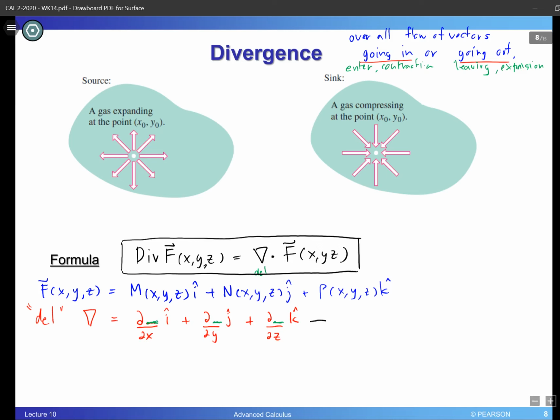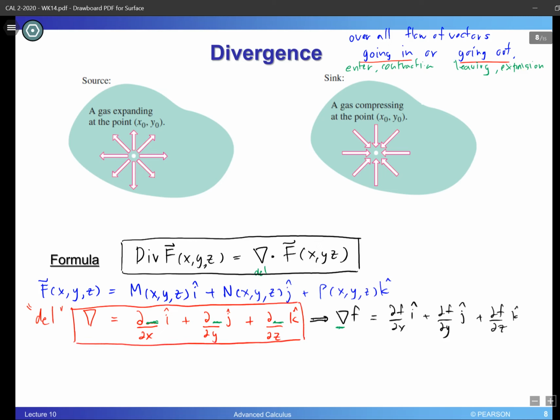We had del of f, which is the gradient of f. So when you put f right here, f is going to go into all these blank spaces. It's going to be df by dx i plus df by dy j plus df by dz k. And this is the formula of the gradient of a function that you learned before the midterm. But this del thing actually has a meaning of its own, and it's going to be this one right here. You can make a box around this one.